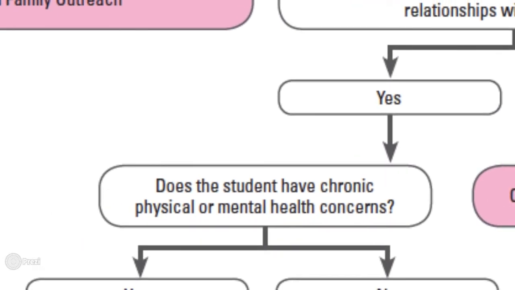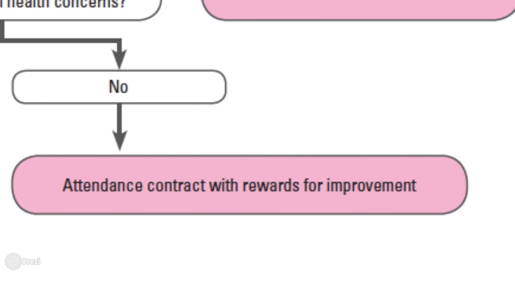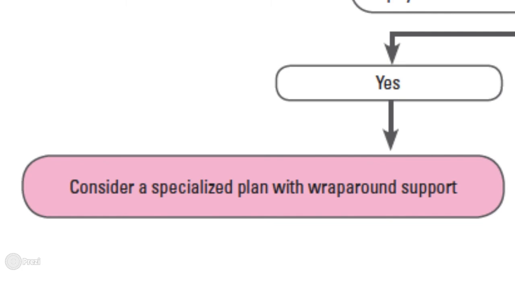If we've ruled out family factors and we've ruled out lack of adult relationship with school staff as the reason why students are missing more than 10% of days, then our next question is, do the students have chronic physical or mental health concerns that are causing them to miss school? If the answer to that question is no, then one of the things that we may consider as a standard intervention is an attendance contract or an award for improvement in the behavior of attending school. And if the answer is yes, that the student is missing school due to physical or mental health concerns, we want to consider a wraparound or specialized support plan for those students.